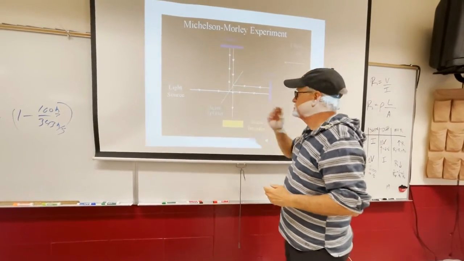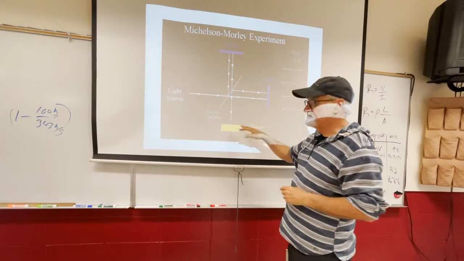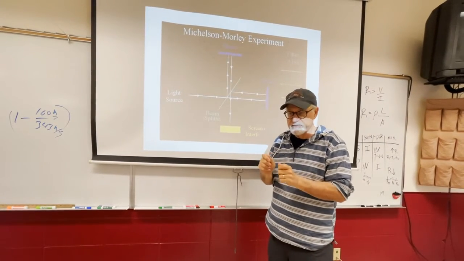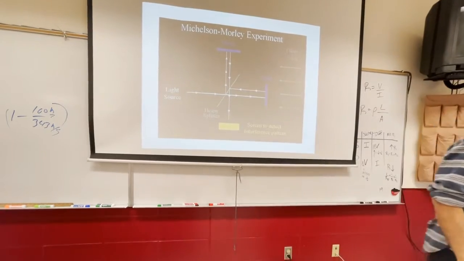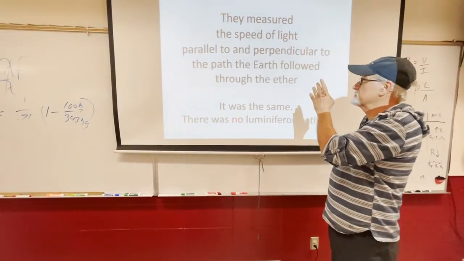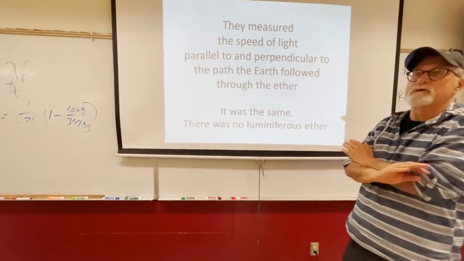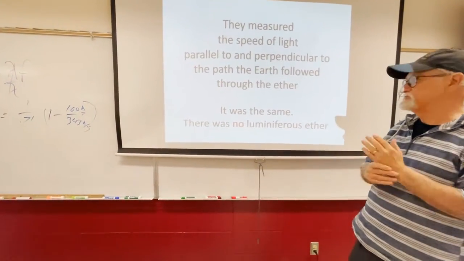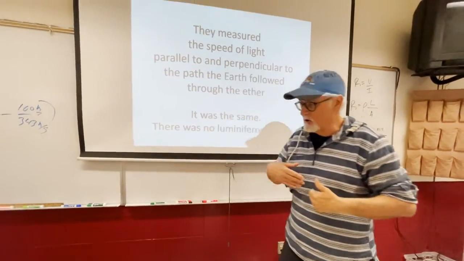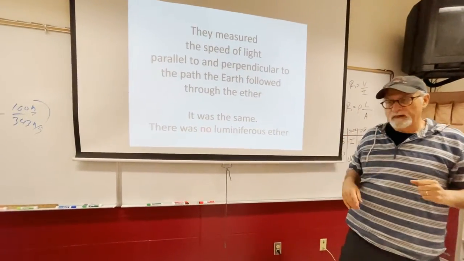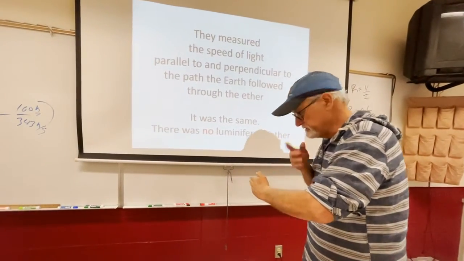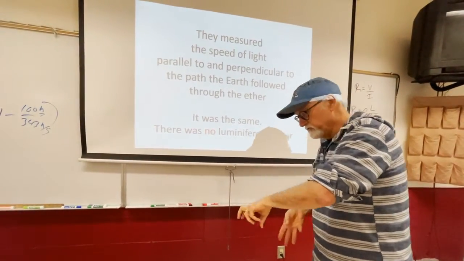So they did this experiment, and it was a very precise instrument because the difference in the wavelengths is very small. Here's the deal: they measured the speed of light parallel to and perpendicular to the path the Earth followed through the ether. There was no change. It was the same. It doesn't go faster or slower when you go with or against it. Sorry, no luminiferous ether. And if you think about it, what direction is the Earth going in its orbit, and then what rotation is the Earth?